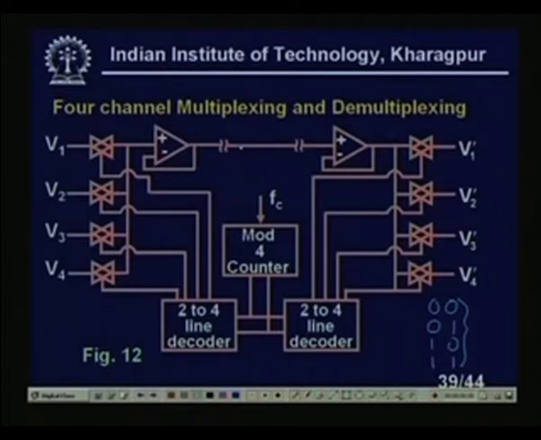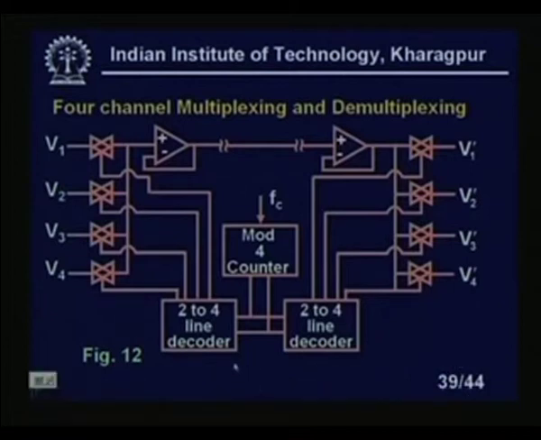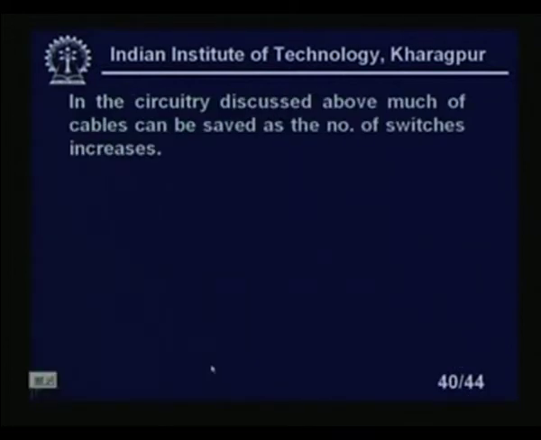You know that one-to-one synchronization should be there. That means when these lines are selected, simultaneously this line should also be selected. It is not very difficult, because the same mod 4 counter output is coming to both decoders. So when this is selected, this is selected. At that time all the other analog switches will be deactivated. When this switch is selected, this switch also will be selected, and like that it will go, right? So in the circuitry discussed, many cables can be saved as the number of switches increases.